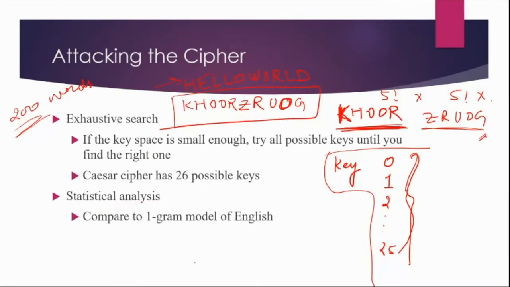With statistical analysis, what we are trying to achieve is to exploit the knowledge we have about the ciphertext. You know that this is the ciphertext, that its corresponding plain text is written in English, and that it is encrypted using the Caesar cipher. Using all this knowledge, can we do a little better than exhaustive search? This was the idea.